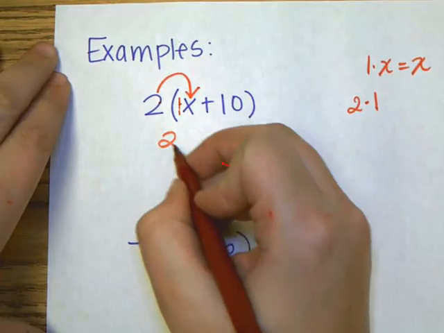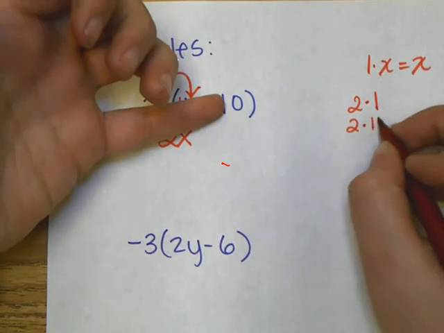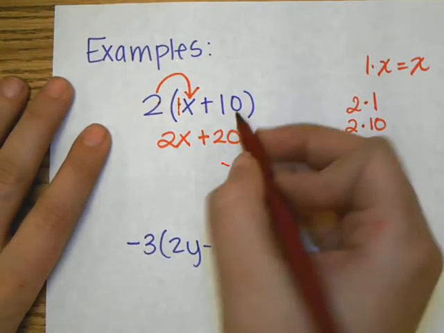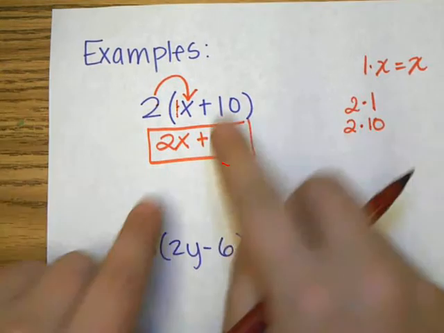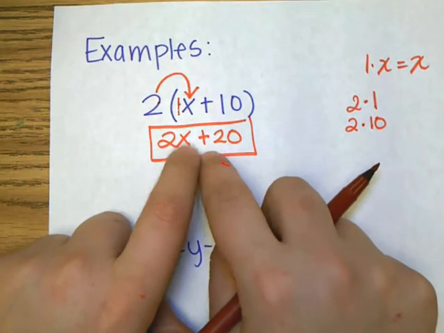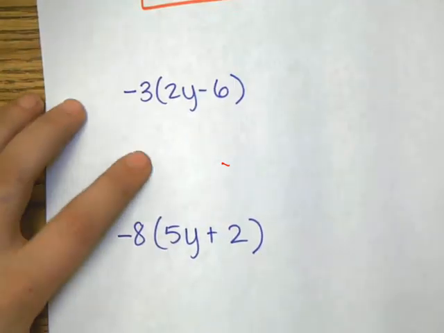So 2 times 1 is 2x. And then 2 times 10 is positive 20. And we can't go any further because this has an x and this one doesn't. They are not like terms. We can't combine them.